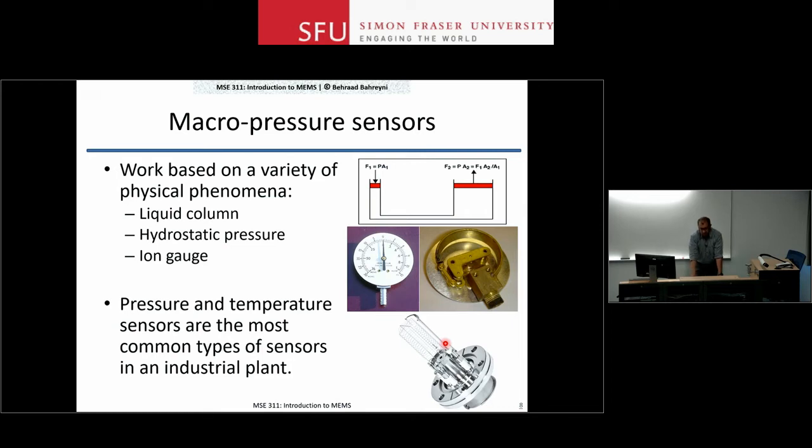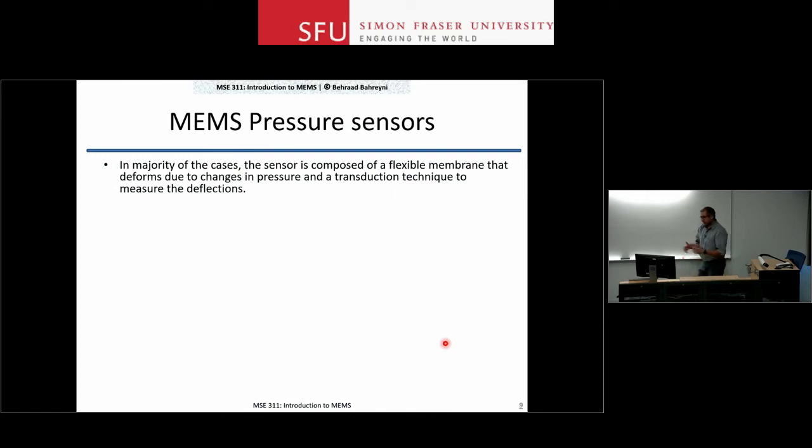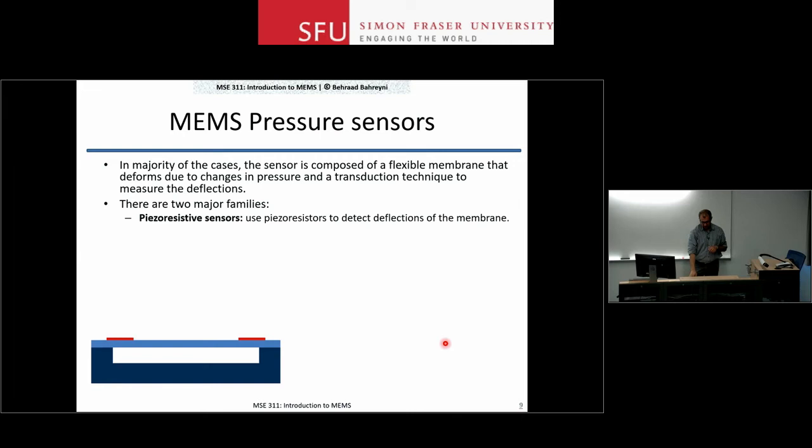So the market is huge, and for that reason, people since the beginning of MEMS development have tried to come up with good designs for pressure sensors. The basic design is applicable where we have a membrane and we just monitor the deflections of that membrane. We can do it, for example, in two ways.